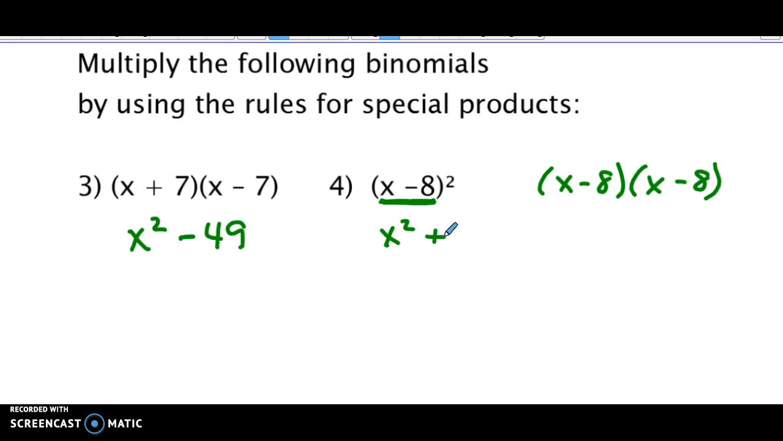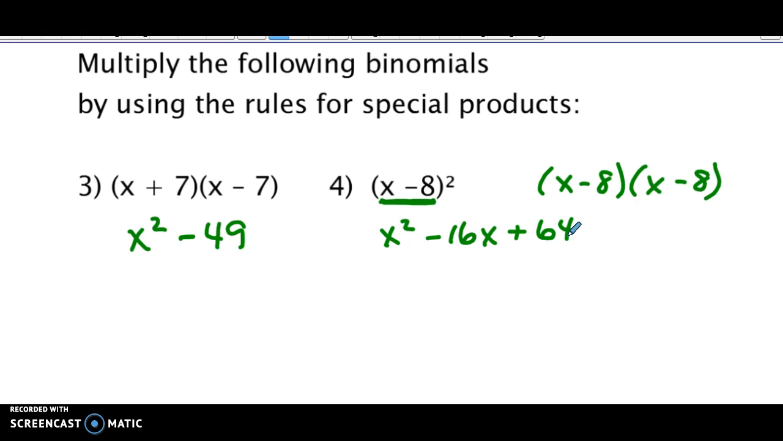to double the product of my outer terms. So I have a negative 8 times x, which is negative 8x, and if I double it, that's going to be negative 16x. So instead of saying plus a negative, I'm going to simplify my signs to minus 16x. And now to that, I'm going to add the square of my last term.